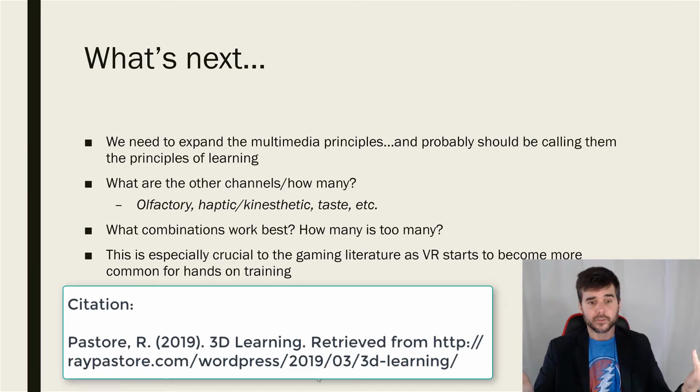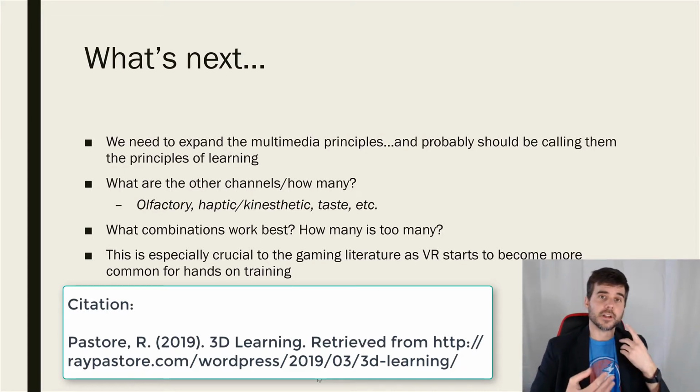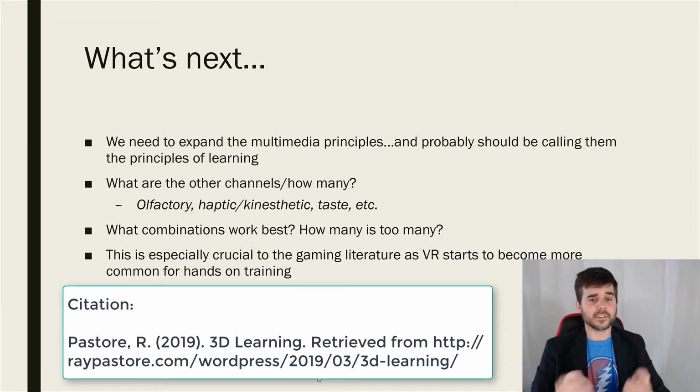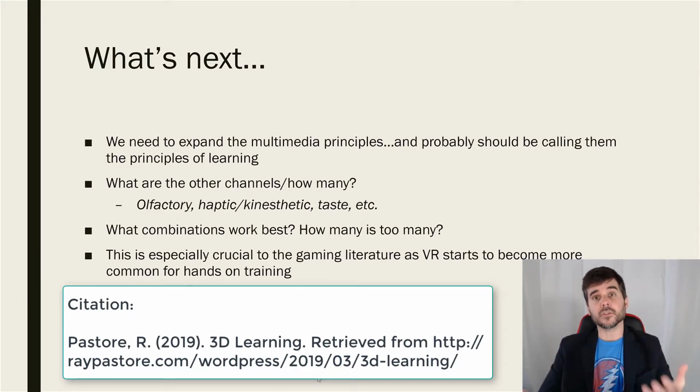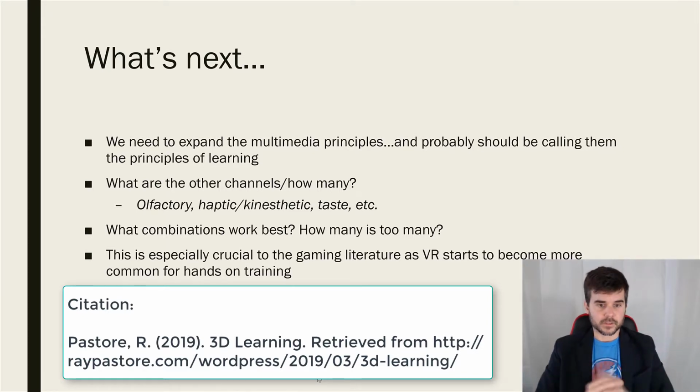What are these other channels? We have basic olfactory, so we know we have smell. We know we have kinesthetic, tactile, haptic. We know we have taste, but what else? What else is going to be impacted in learning, and what can we test? And how do we test it? What combinations work best? And how many is too many?